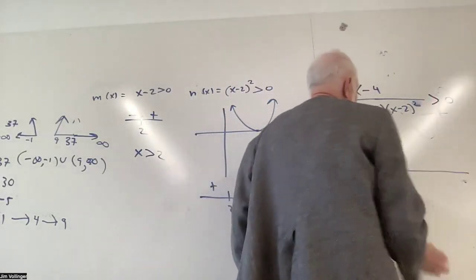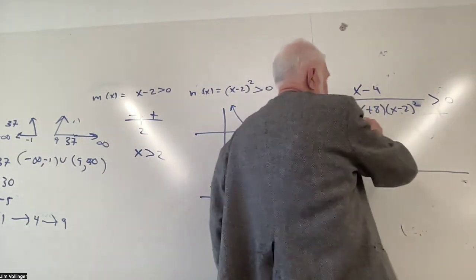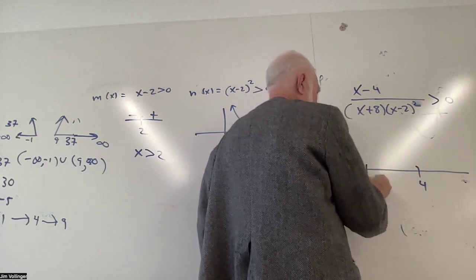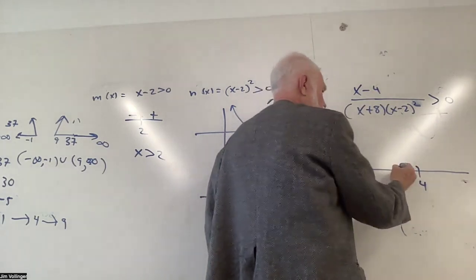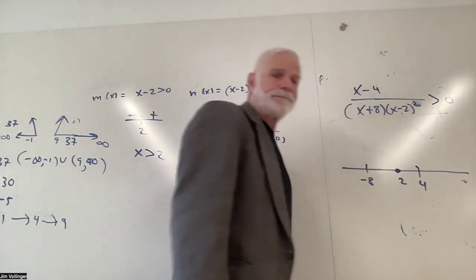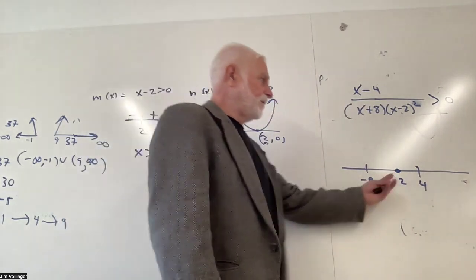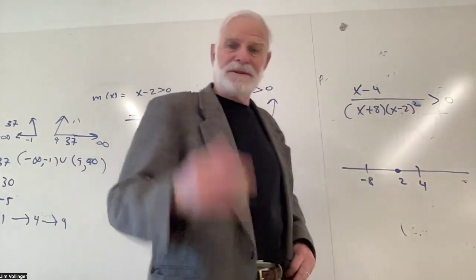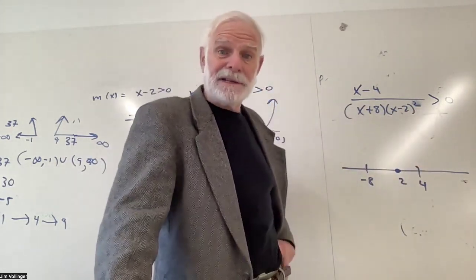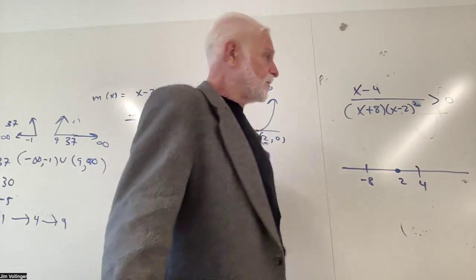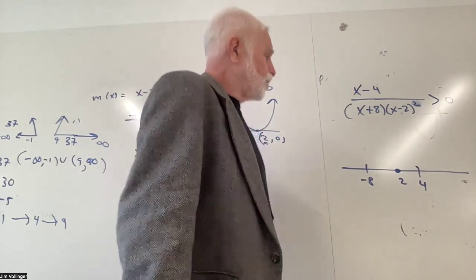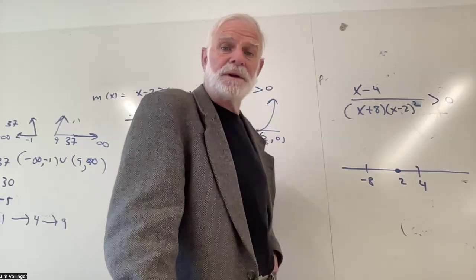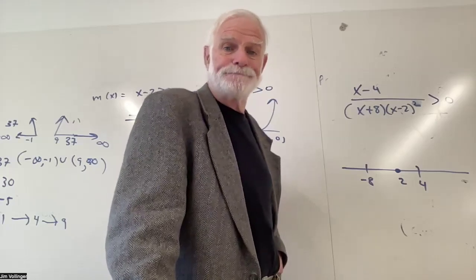Sign chart. I'm not going to graph that. I can see critical numbers. 4 is critical. I can see -8 is critical. And I can see that 2 is critical. Why did I draw a dot there? Because I know when I square things just a minute ago, I didn't get a sign change. So we have 1, 2, 3, 4 intervals and 3 numbers to figure out if they work or not.